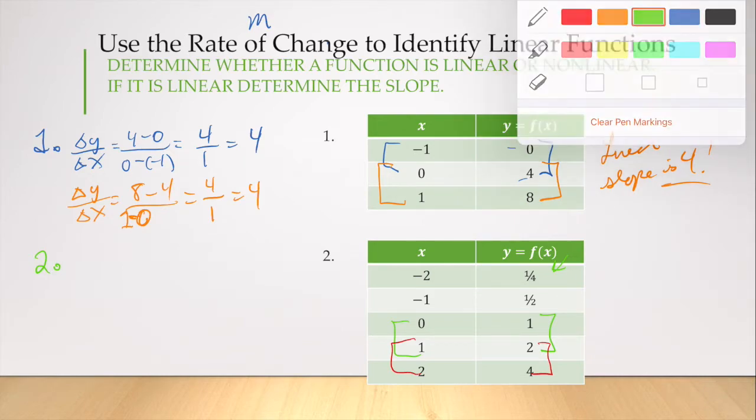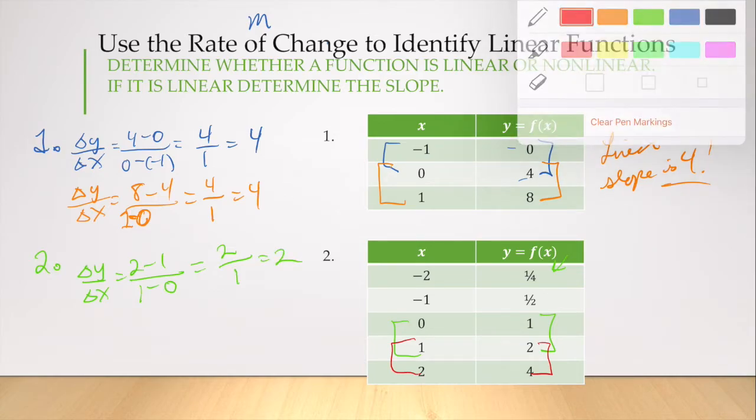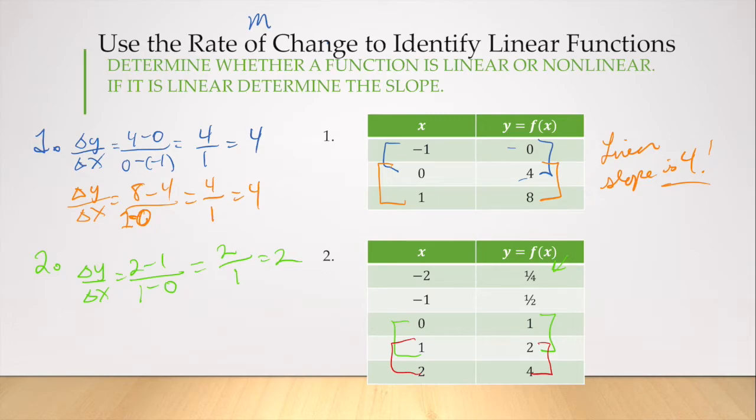So I'm going to take my change in y over my change in x. That's going to be 2 minus 1 over 1 minus 0. So I get 2 over 1, which is 2. Then let's check out these 2 red points. If I've got 2 minus 1 is 1. I'm sorry, so I've got a slope of 1.